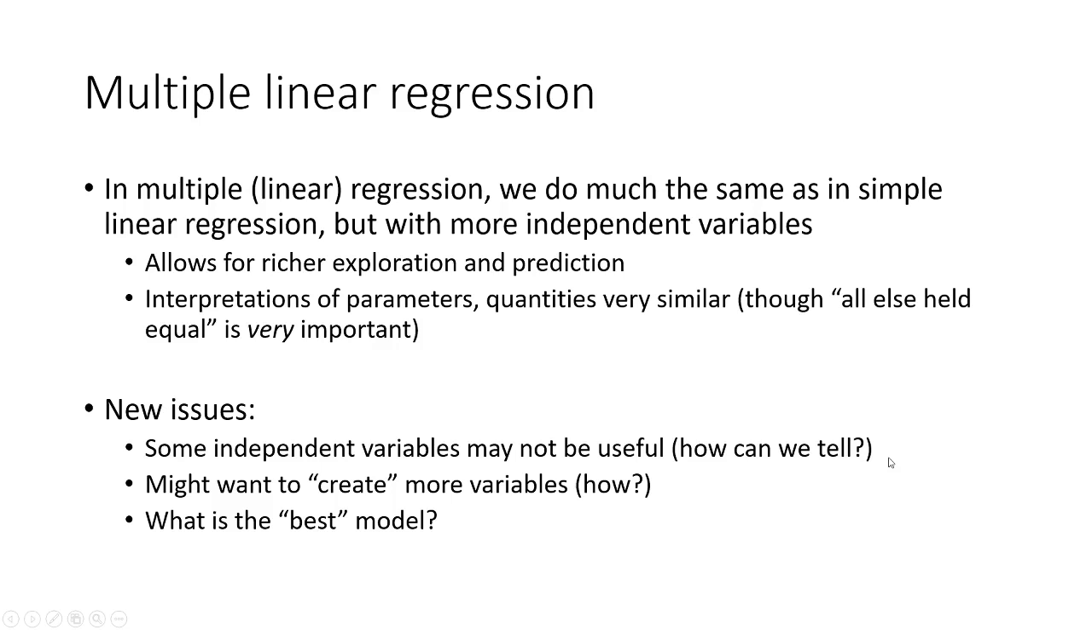We can create new variables from old variables. For example, we can use a polynomial. We can take the square or the cube or the fourth power of an existing variable to create a new variable. We can take ratios of variables, and in fact, in principle, any function that we like. This leads to many potential models that we could create.